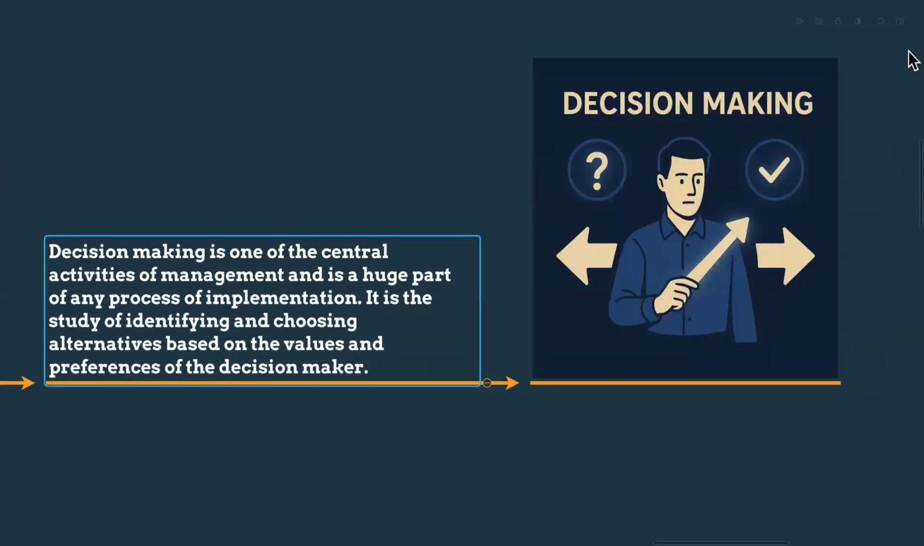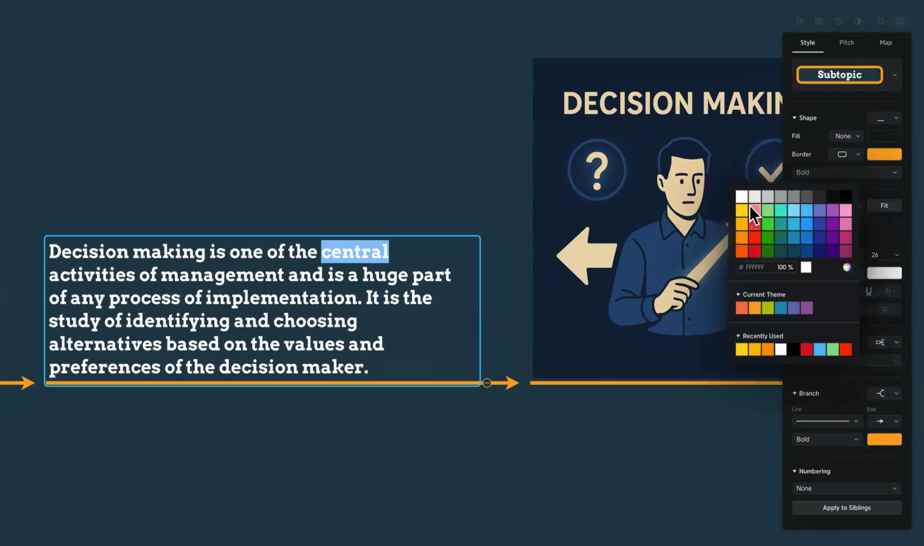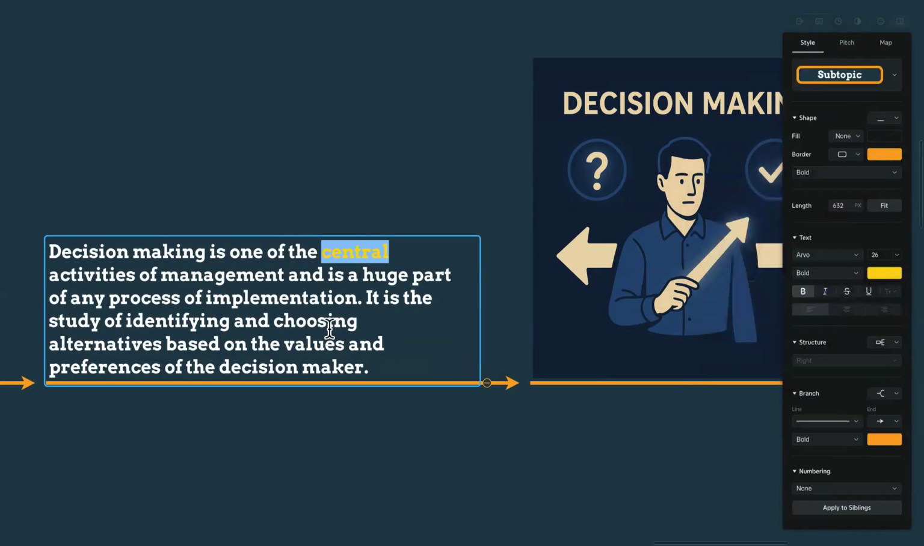Let's focus on the text here. Decision making is one of the central activities of management. It means it's a main core activity of management. Management means planning, organizing, leading, and controlling. So you have to take decisions in every part. And it's a huge part of any process of implementation. So this is the first huge part.